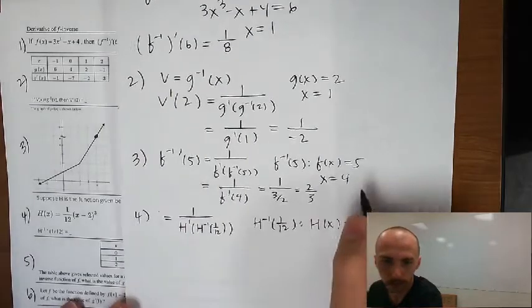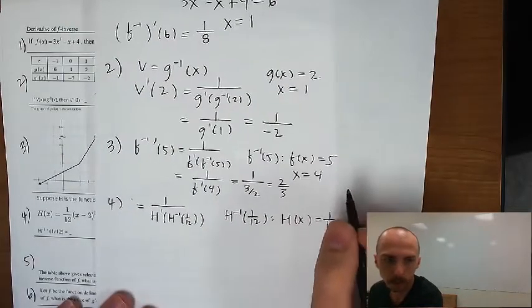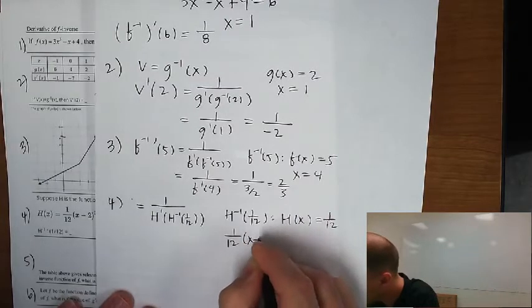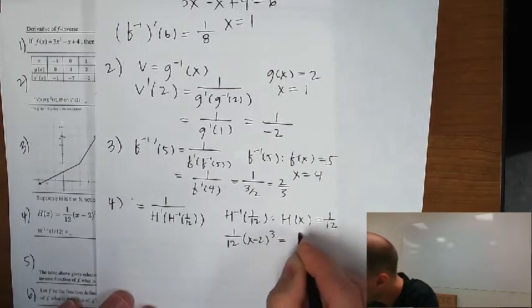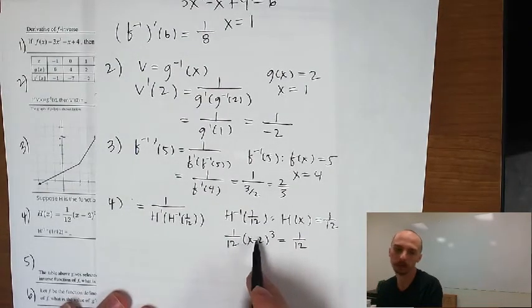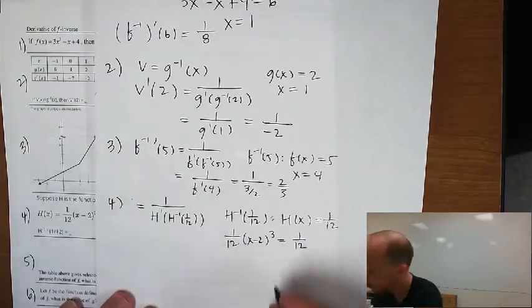That's going to happen when 1/12 of (x minus 2) to the 3 power equals 1/12. So that's where (x minus 2) to the 3 power equals 1. The only time that happens is where this thing is 1, so that means x needs to equal 3.